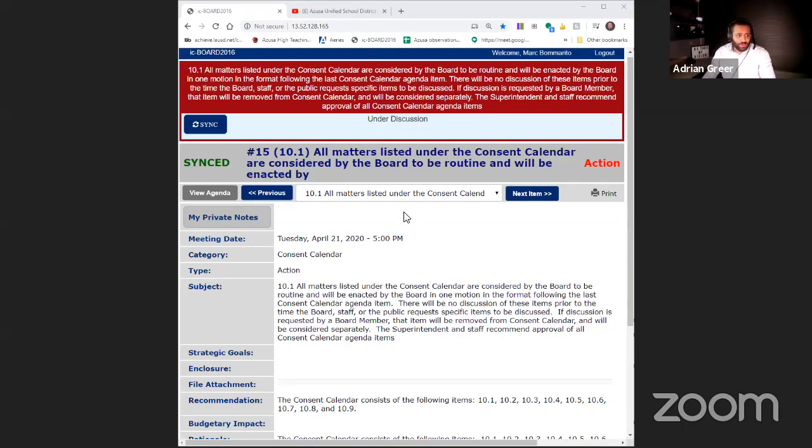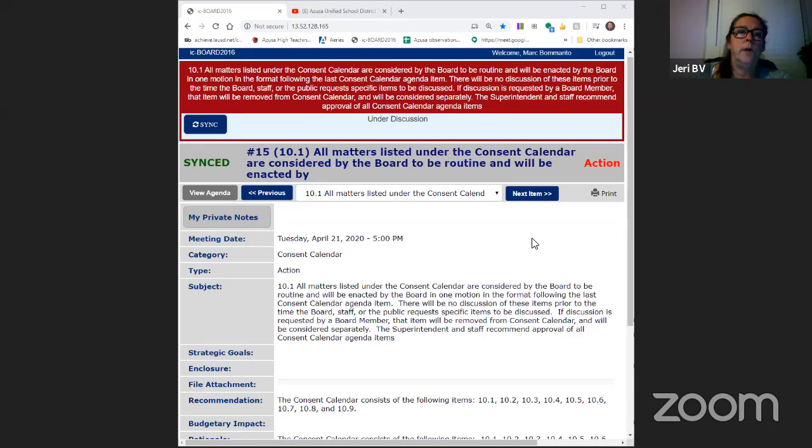So do I have a motion? I'd like to pull 10.8, please. Okay. So 10.8, approval of amended board policy. That one? Yes. Okay. And we'll move that out of the consent calendar. Anybody else? Okay, then we'll go ahead and vote on all but that item. Well, I'd like to move item 10.0, with the exception of 10.8. Thank you. I'll second. Okay, moved by board member Greer, seconded by board member Cruz Gonzalez, and let's vote.